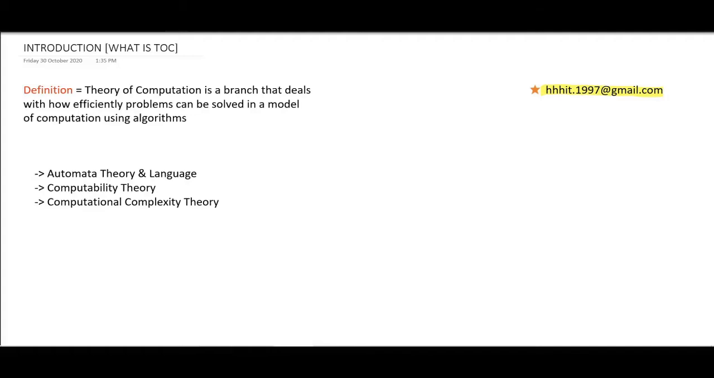So let's look at the definition. The theory of computation is a branch that deals with how efficiently problems can be solved in a model of computation using algorithms. This is basically saying that sometimes there are big problems we can't solve using small computers or calculators. So for those different problems, we use some algorithms and we check if we can solve these problems. Now, the question is, can we solve these problems? And the answer is yes.